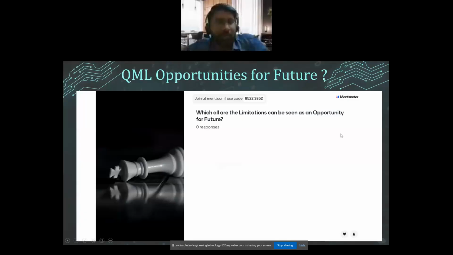From the limitation, if we break the limitation, that is where we can make the opportunity, right? I have listed all the limitations. You can see them on your phone or whatever device you are logged in on. Out of these limitations, you can think and then answer which limitations can be seen as an opportunity for the future.